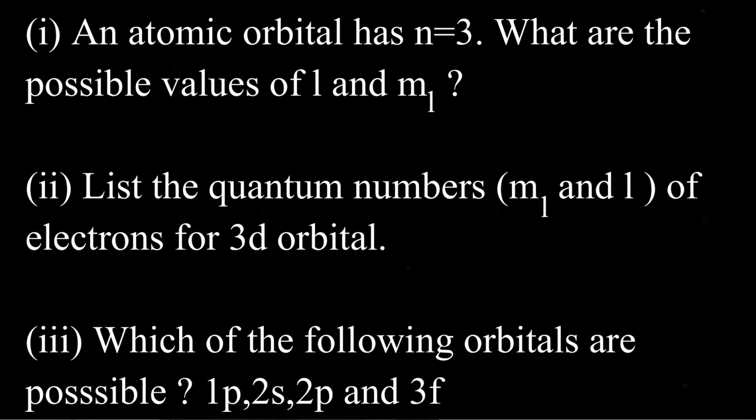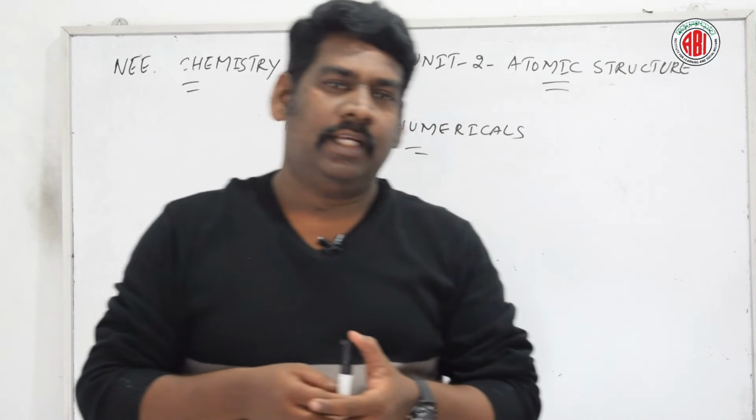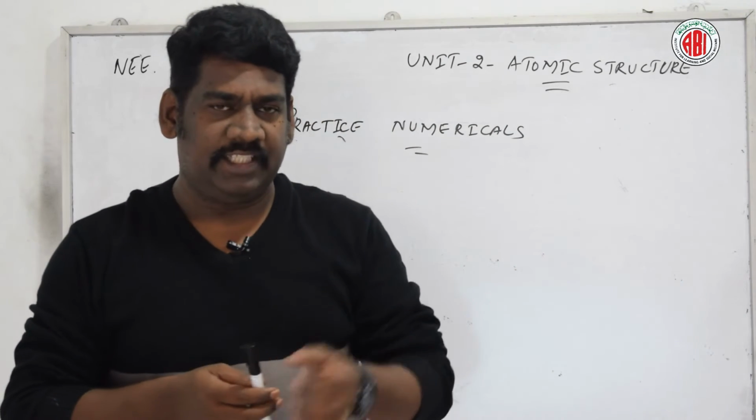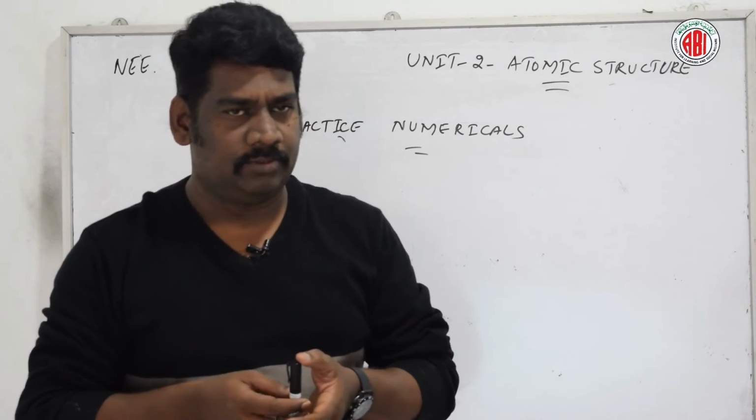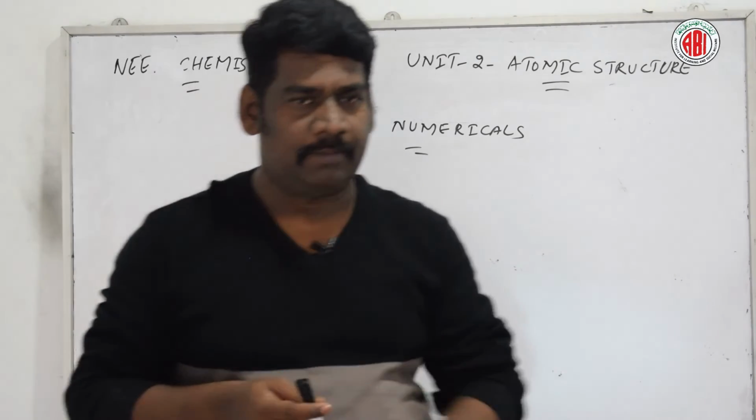Okay, now look at this next question, guys. An atomic orbital has n equal to 3. What are the possible values of L and ml? List the quantum numbers ml and L of electrons for 3d orbital, and which of the following orbitals are possible: 1p, 2s, 2p and 3f. So let us see how to solve this problem. This question is based on quantum numbers.